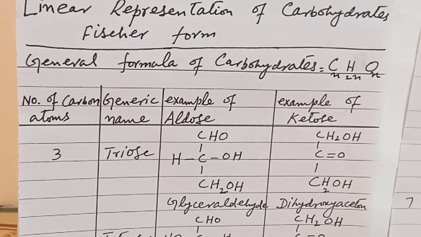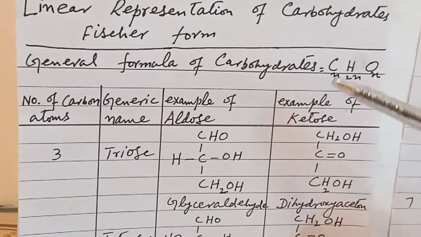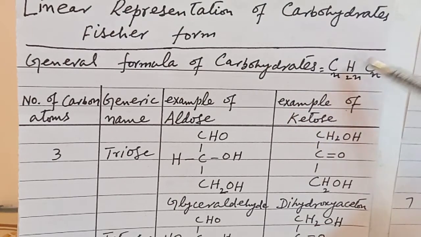So here I am starting the linear representation of carbohydrates, Fischer form. We know that the general formula of carbohydrate is CnH2nOn. As we increase the carbon atoms to 3, the same number of carbon atoms is multiplied by 2 for hydrogen, and the same number of carbon atoms is put in the oxygen position.